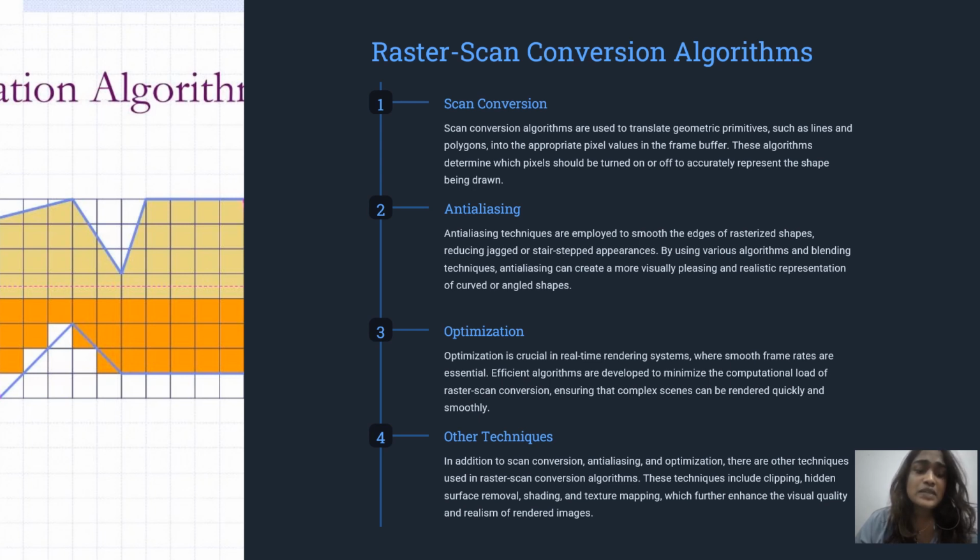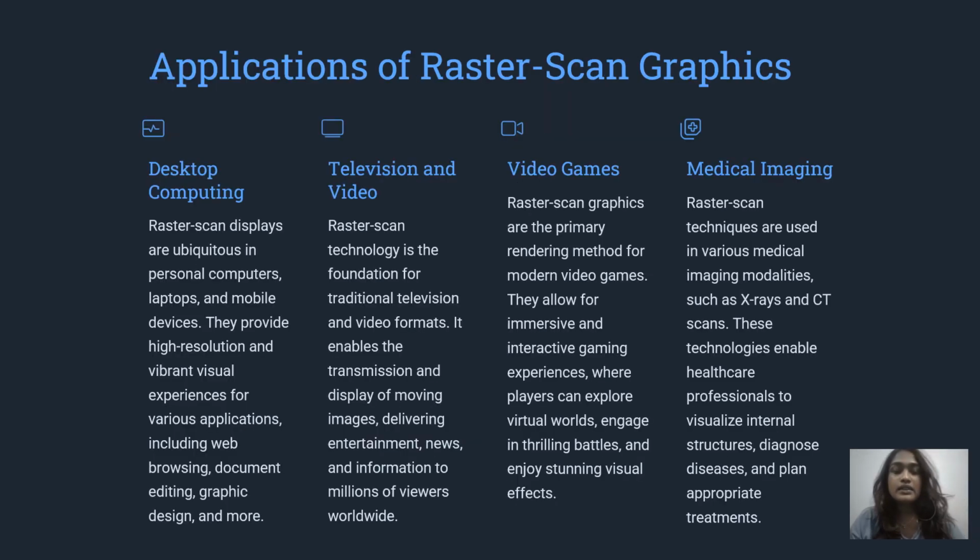Efficient algorithms are developed to minimize the computational load of raster scan conversion, ensuring that complex scenes can be rendered quickly and smoothly. Other techniques. In addition to scan conversion, antialiasing, and optimization, there are other techniques used in raster scan conversion algorithms. These techniques include clipping, hidden surface removal, shading, and texture mapping, which further enhance the visual quality and realism of the rendered image. Next, we have the applications of raster scan graphics.